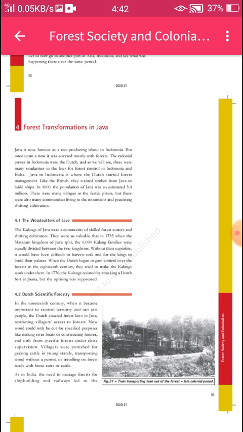As in India, the need to manage the forest was for building as well as for the railways, with the introduction and development of industries. In 1882 alone, around 280,000 sleepers were exported from Java. All this required laborers with the skill of cutting trees, who could transport the logs and prepare the sleepers.